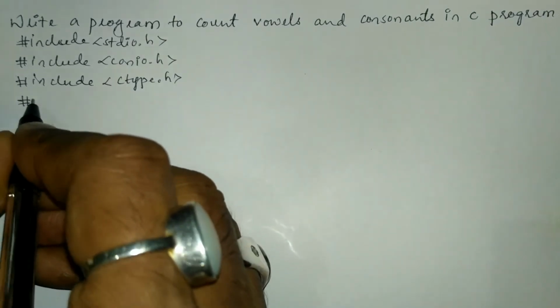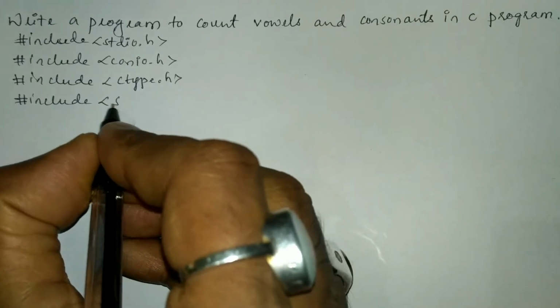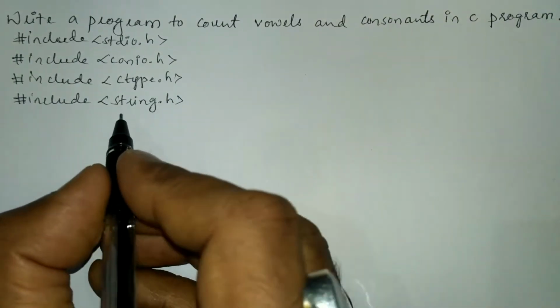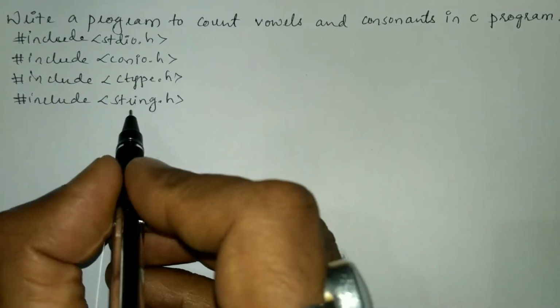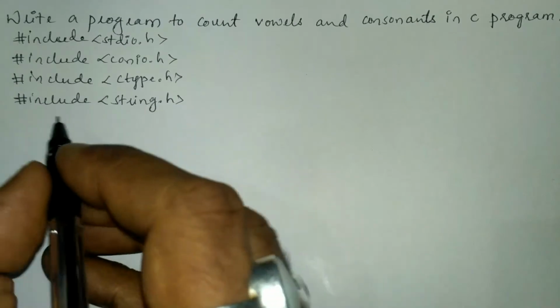So next let us take one more preprocessor directive hash include. In angular brace we are going to write string.h header file. So we are going to use one of the string functions. That's the reason we are including this particular header file.